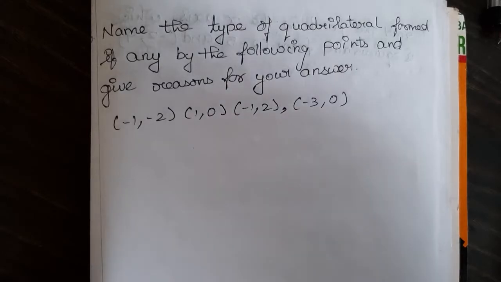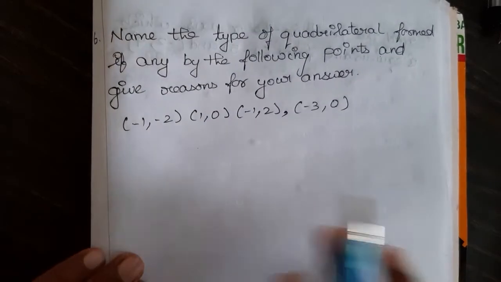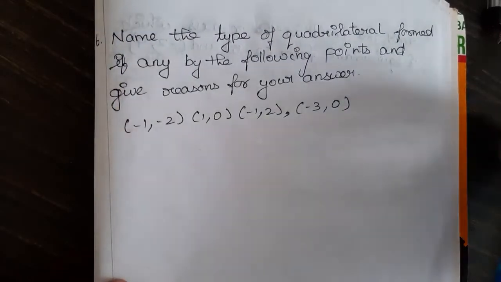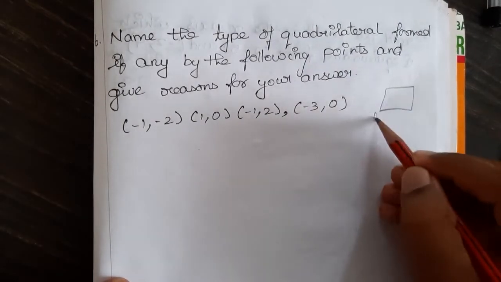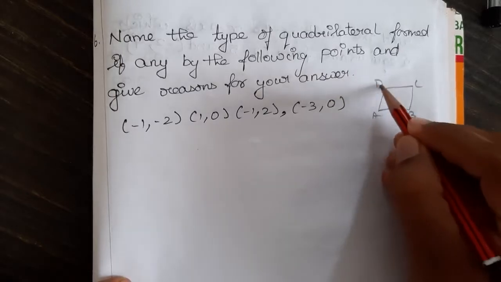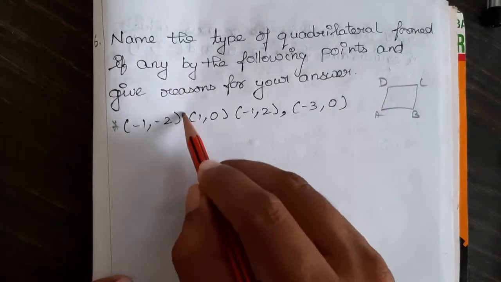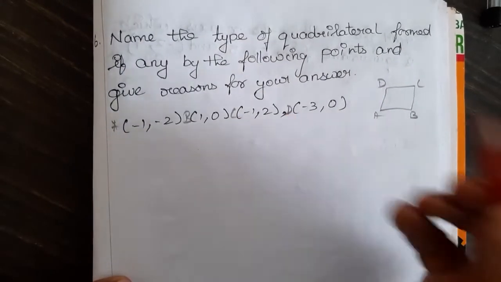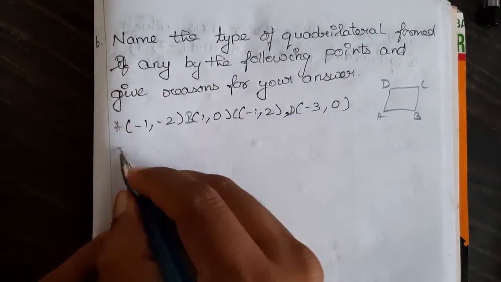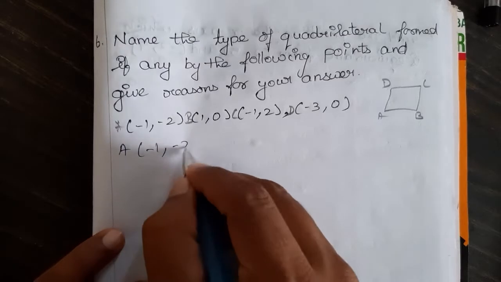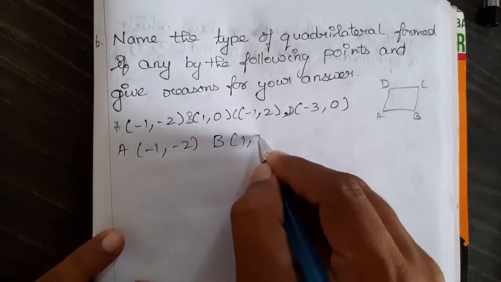Like that, right? So let me consider there are 4 points. If we connect them, we will get a quadrilateral like this. Let me choose these as A, B, C and D, right? So let me find the distance between A and B. A coordinate is (-1, -2) and B coordinate is (1, 0).